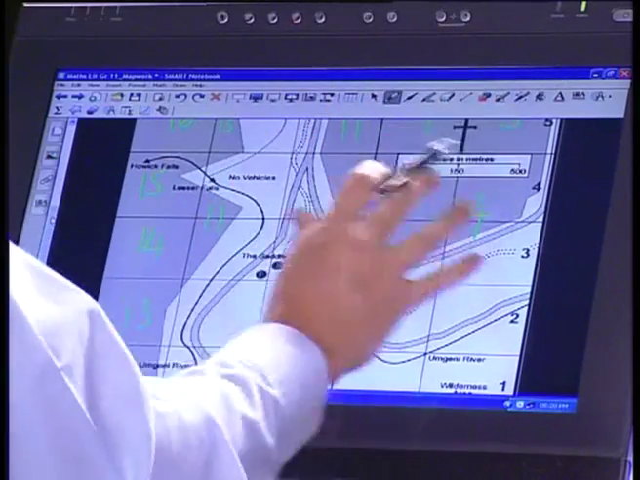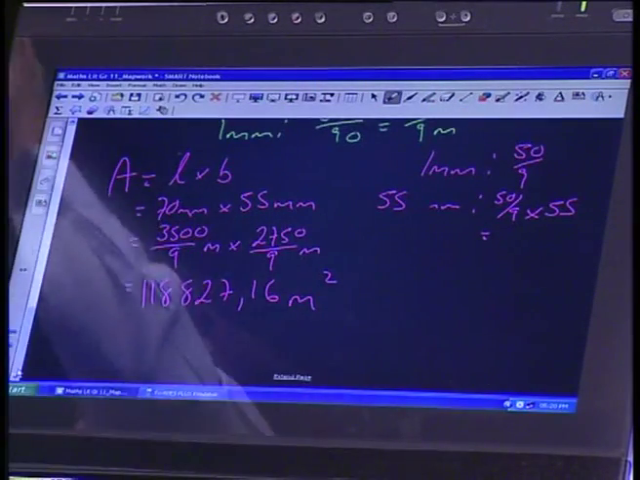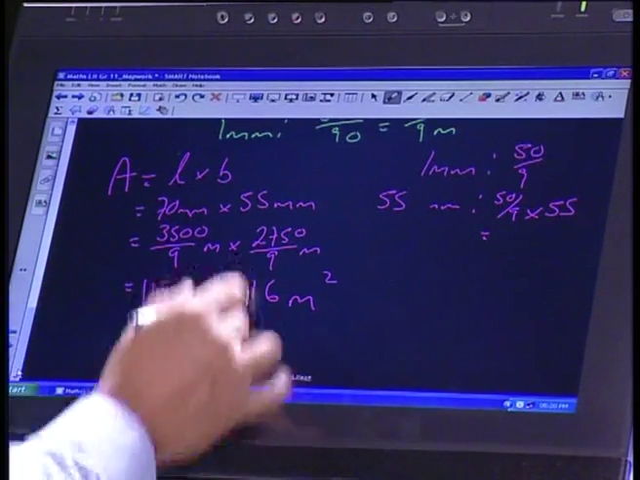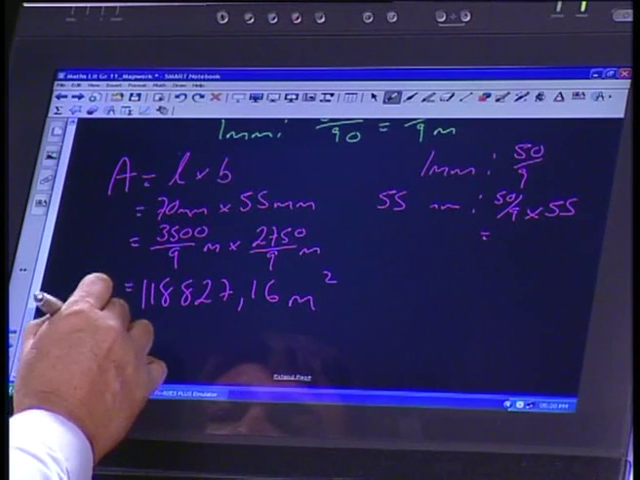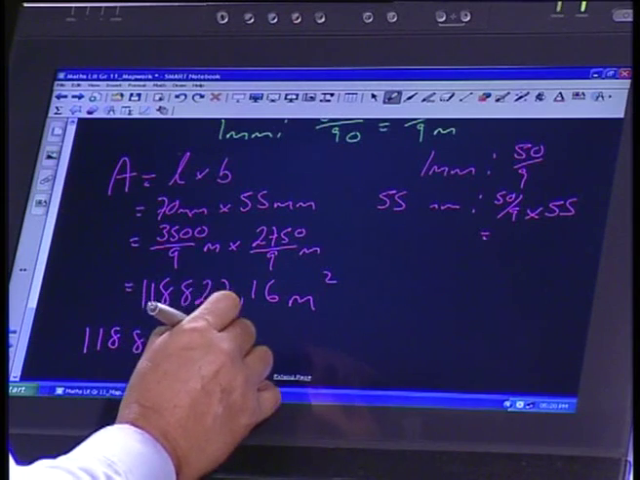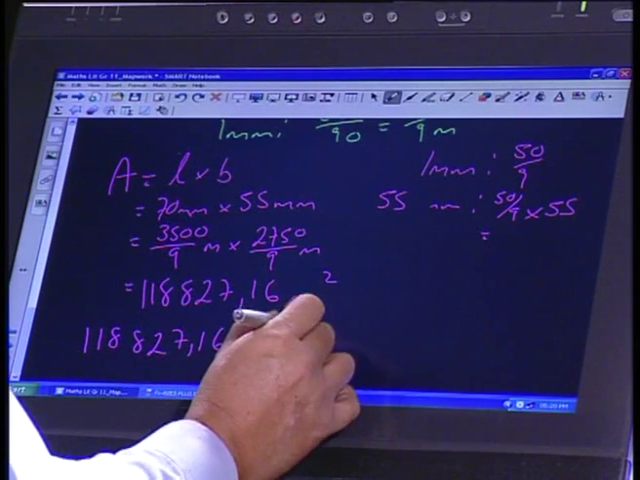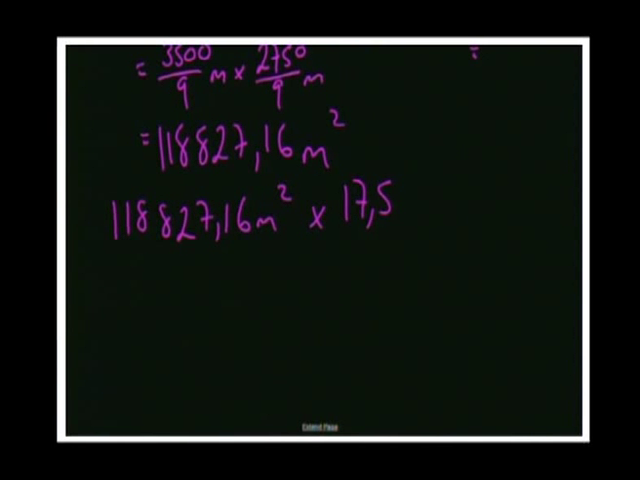But our question is, what is the area of all the shaded areas? Remember, let's look at our map. All these shaded areas, what does that represent? Well, I counted anyway, you might count differently, but I calculated we had 17.5. So what I'm going to say is this. Right, so we have 118,827.16 meters squared. We're going to multiply it by 17.5 because there were 17.5 blocks.